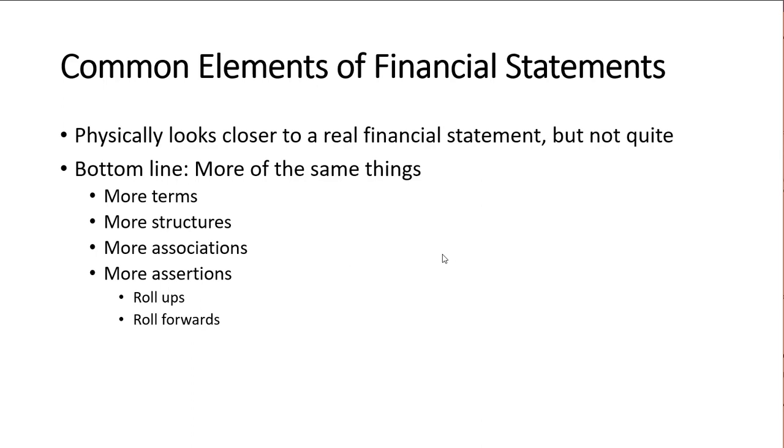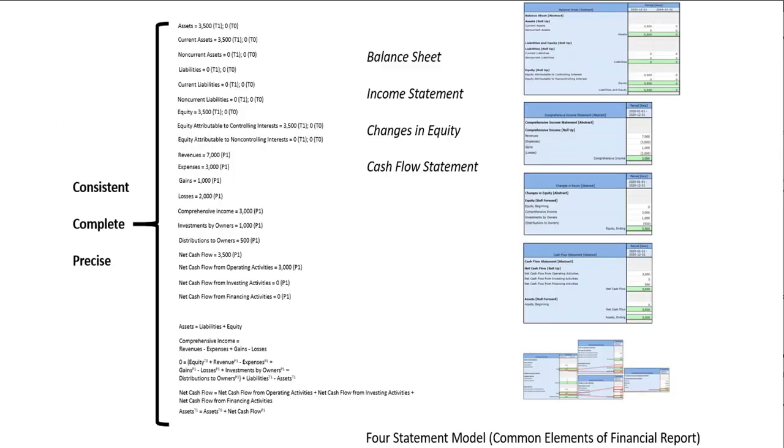So what's interesting is that the accounting equation can actually be used to show all the things that I'm trying to show that you have to do to create a properly functioning financial report. The common elements, I can do the same thing with them that I did with the accounting equation and the SFAC 6 examples. And they look exactly the same, except there's just more stuff.